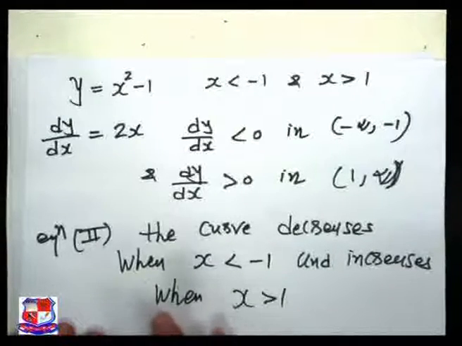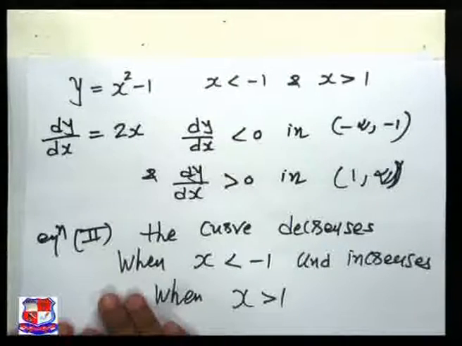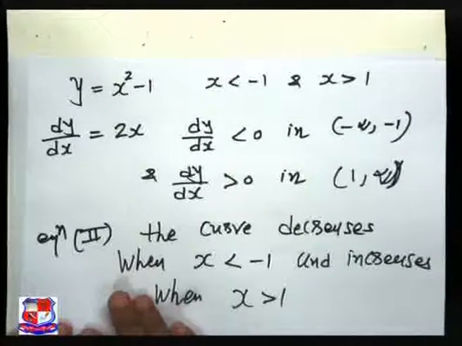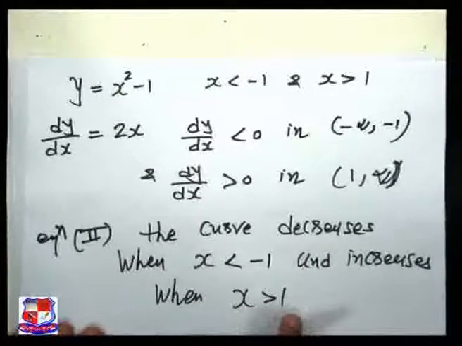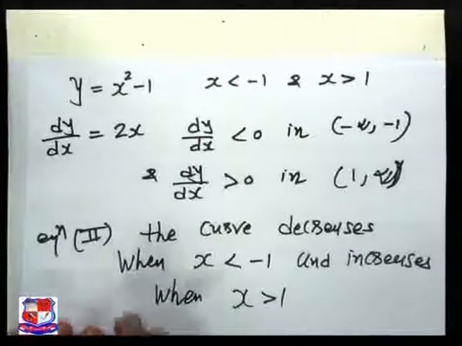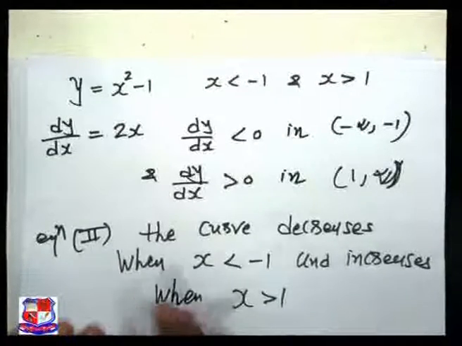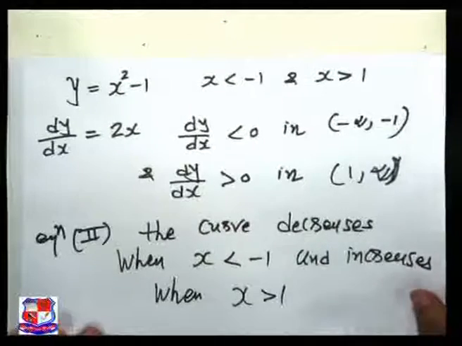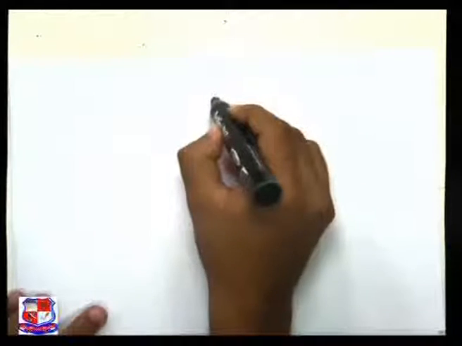And when we are talking about increasing and decreasing function, you can see the graph decreases when x is less than minus 1, increases when x is greater than 1, and between minus 1 to 1 the graph is increasing from minus 1 to 0 and decreasing from 0 to 1. So let's try to draw this graph. You can see the graph of this function is similarly like this.